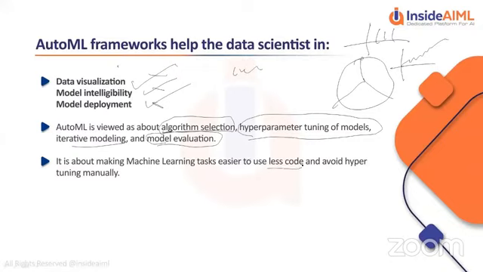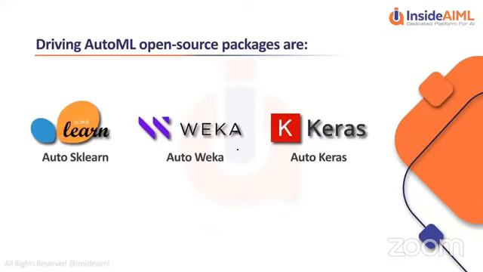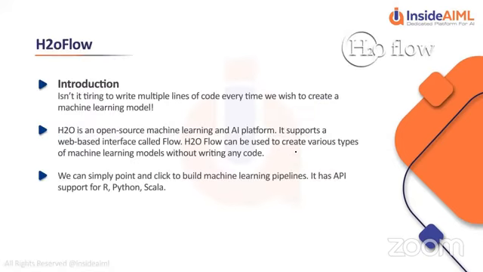With the AutoML, we can use less code and we avoid hyperparameter tuning. What are the AutoML packages available right now? AutoML packages available right now are AutoSklearn, AutoWeka, and AutoKeras. So these are the packages we have right now, by which we can do this.